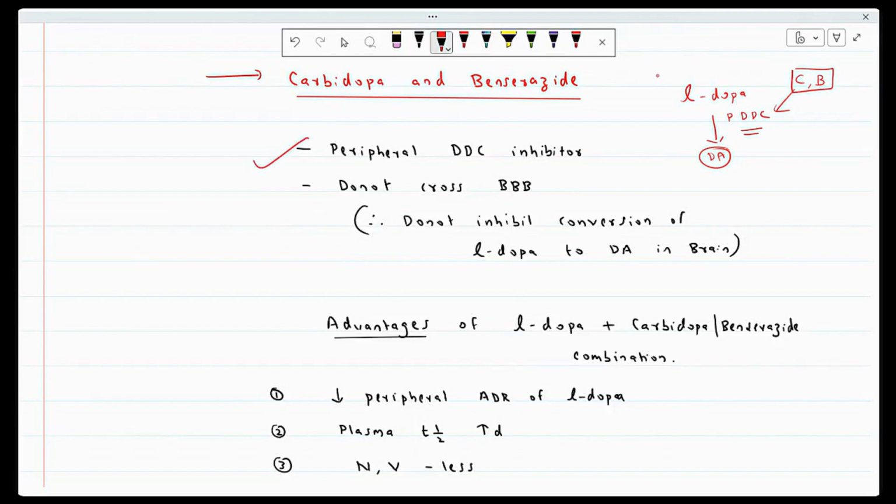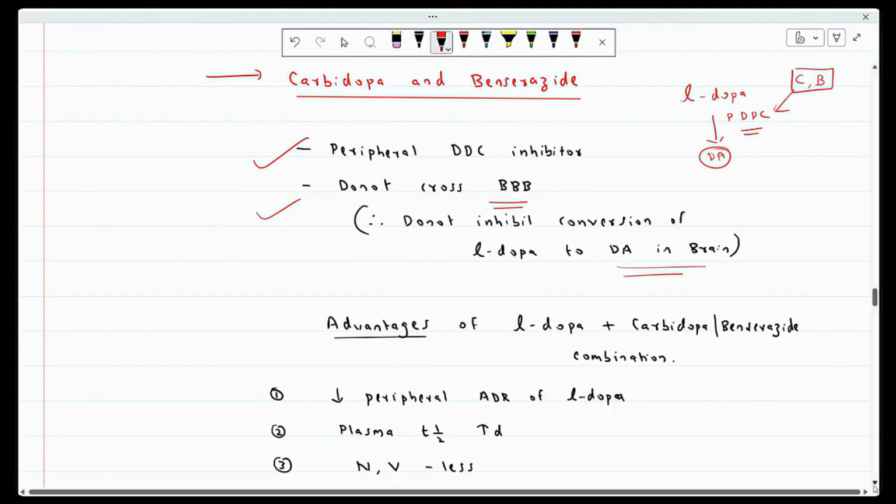Now one more advantage is there: it will not cross the blood-brain barrier. So what is the good thing? Levodopa in the brain will not be metabolized. The dopa decarboxylase in the brain will not be inhibited. So in the brain, levodopa can be converted into dopamine, which is needed also. But in the periphery, it will inhibit the peripheral dopa decarboxylase. It will not cross the blood-brain barrier, which is a good property. Therefore, the dopamine in the brain can be increased. Okay, so hope it is clear.